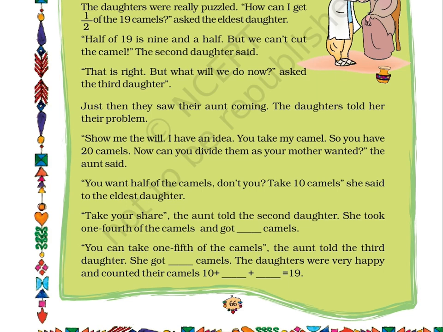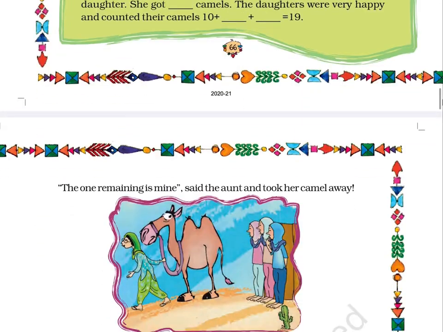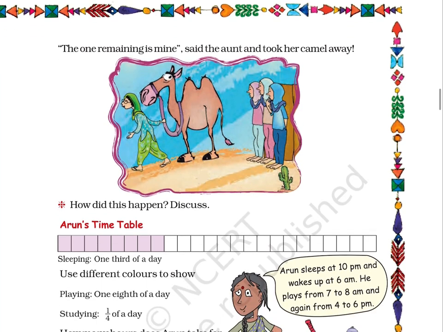The daughters were very happy and counted their camels. 10 plus plus is equal to 19. Page 67. "The one remaining is mine," said the aunt, and took her camel away. Below this we see the picture of the aunt taking away her camel and the 3 girls standing there. How did this happen? Discuss.